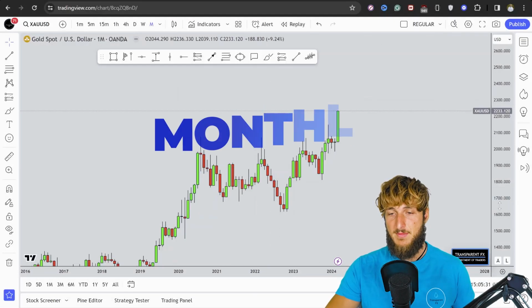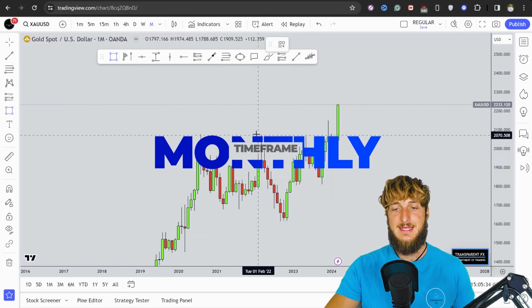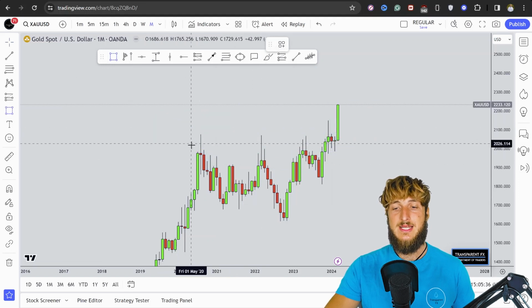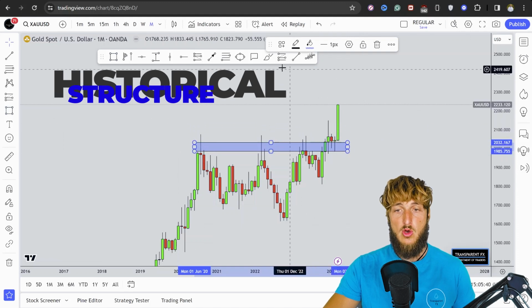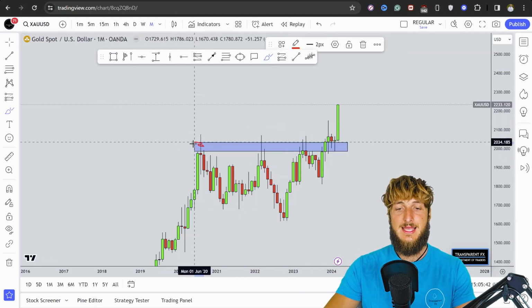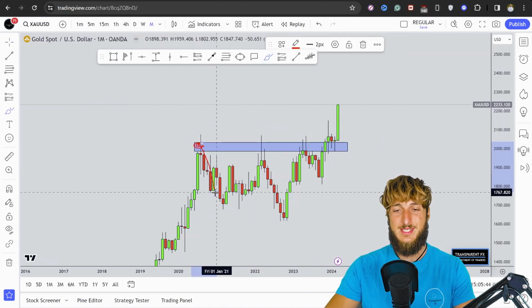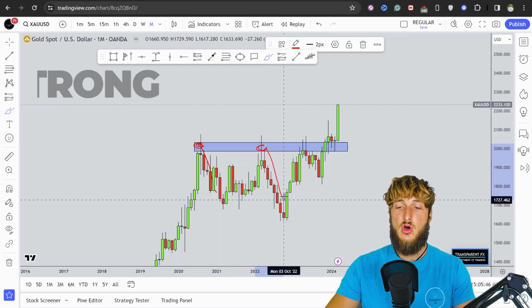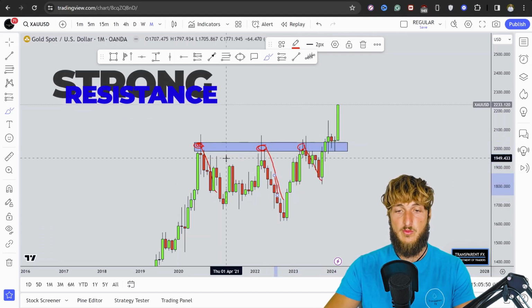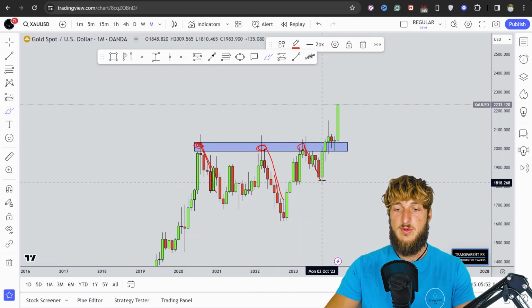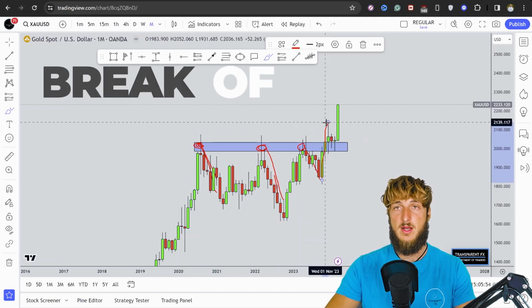Starting here from the monthly time frame, what we can see is that at the moment we have a market which is testing a quite strong historical structure level. In fact, what we know is that this level was acting as previous monthly resistance starting from here, and all these rejections to the downside were created exactly away from this level. And now the market with this impulse has broken above the level.